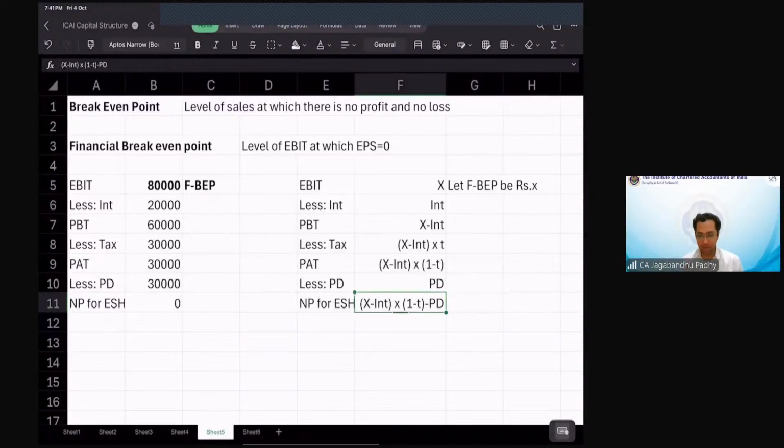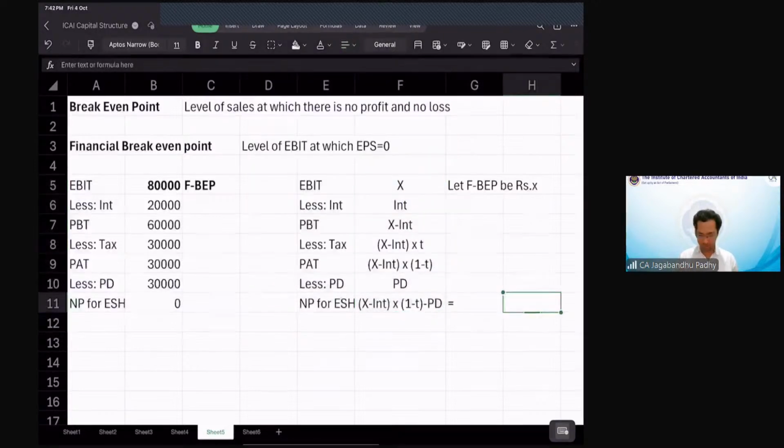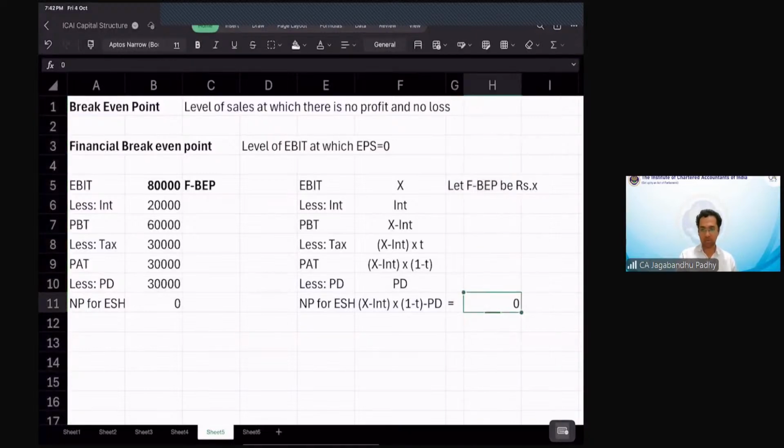Right? And tell me what should this number equal? If I'm saying that X is the financial break-even point, what should this number be equal to? It should be equal to 0, right?